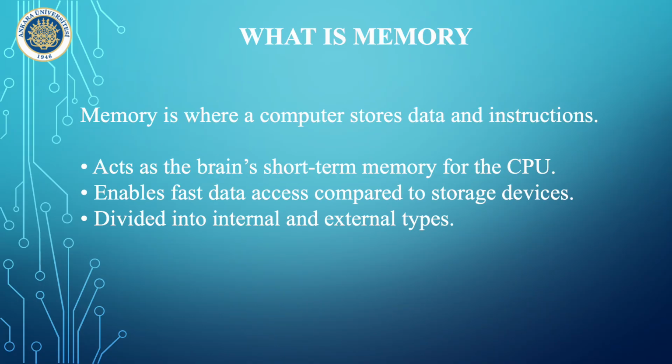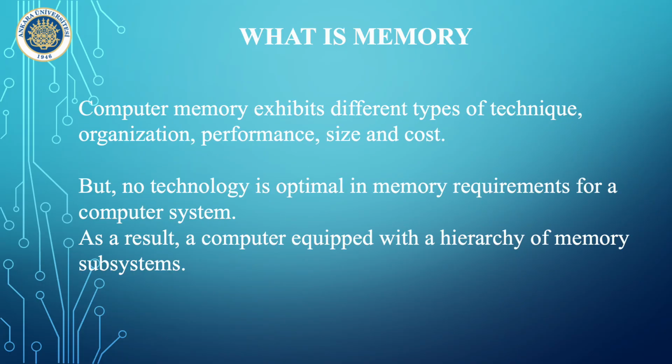Let's begin with the basic concept of memory in a computer system. Memory is the part of the system where data and instructions are stored. We can think of it as the short-term memory of the CPU. It enables fast data access, much faster than external storage devices like hard drives.